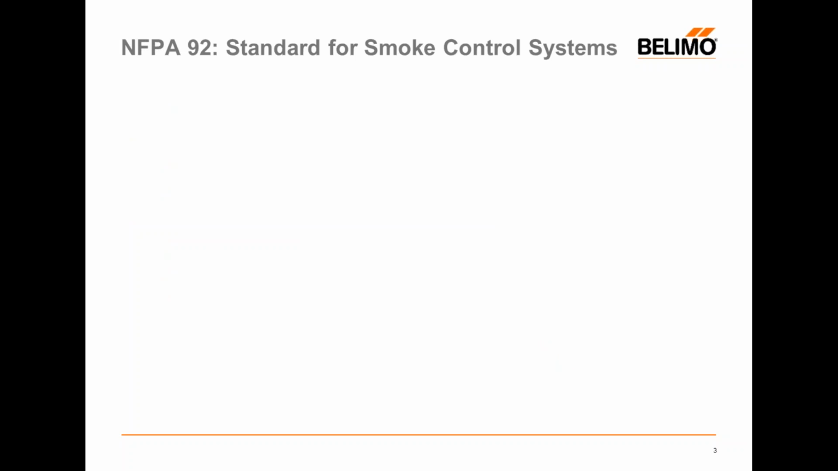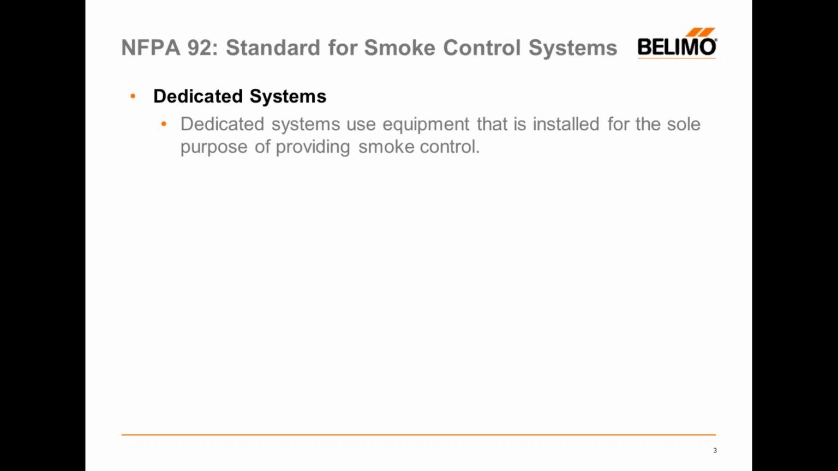So, NFPA standard for smoke control systems. There are two types of systems, as I mentioned in the agenda. A dedicated system that is simply used for the purpose of providing smoke control. So this is a standalone system integrated with fire alarm and smoke detectors, and its intent is to move or migrate smoke out of the building or contain smoke in different parts of the building. In some cases, we will see this in a stairwell pressurization application.